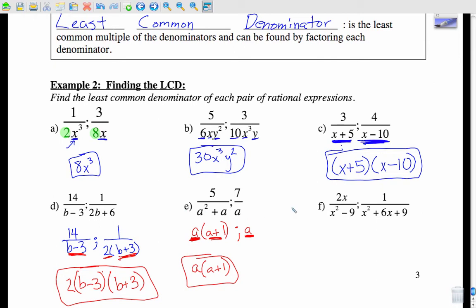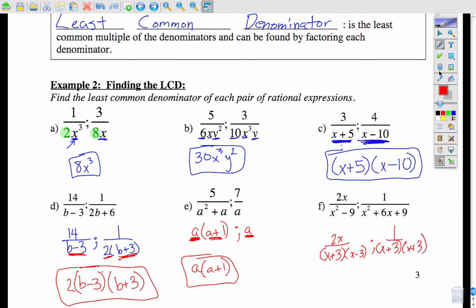And last one, letter F, before we actually start adding and subtracting these things. Number 1, you have to factor these denominators. So I end up with 2x over x plus 3, x minus 3. And I have a 1 over, this will factor into x plus 3 times x plus 3.